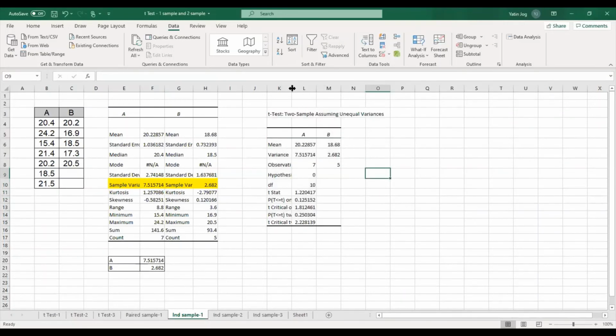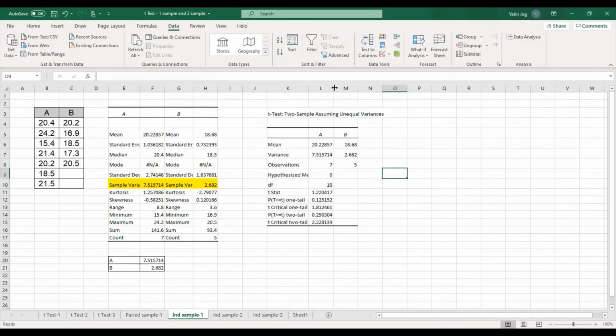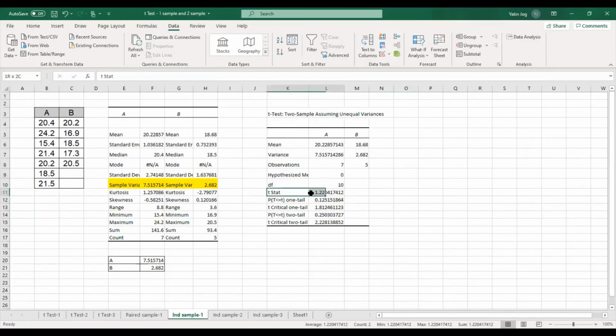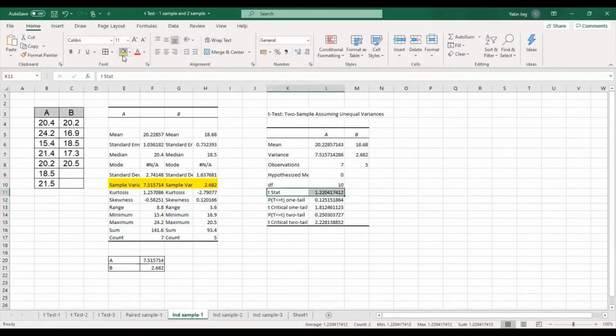So if I click on OK, this is what I get as the t statistics. As we have discussed, we are interested in these two values. This is the calculated t value, and this is the table t value. Now from these two values, I can say that calculated is less than critical: 1.2 is less than 2.2. If calculated is less than critical, we fail to reject H0.